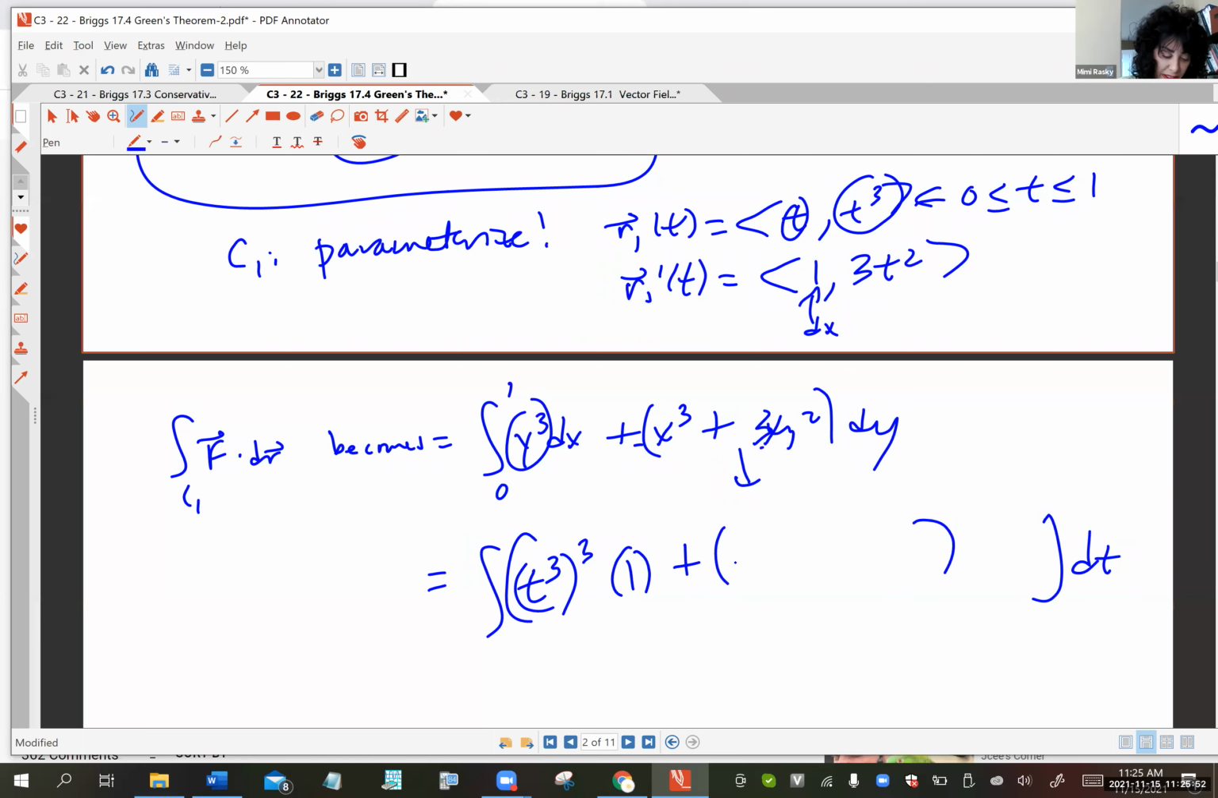Plus, now what is x cubed plus 3xy squared? Well, x is t, so you're going to go t cubed plus 3xy squared, which is 3 times t, and then y is t cubed, but you're going to square it. And then the dy is the 3t squared.